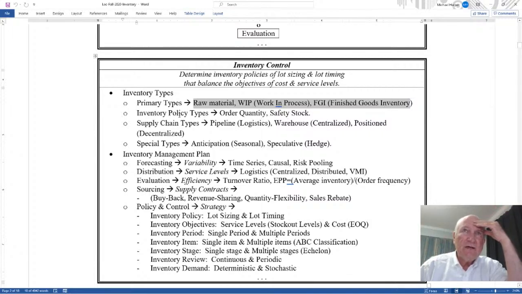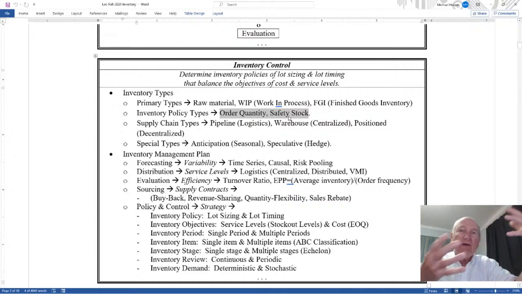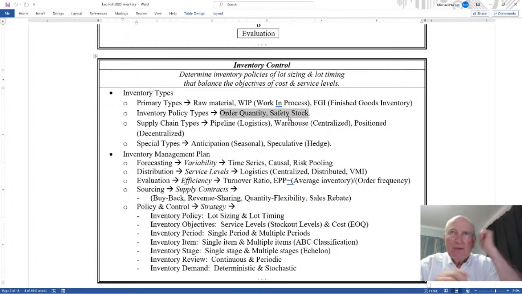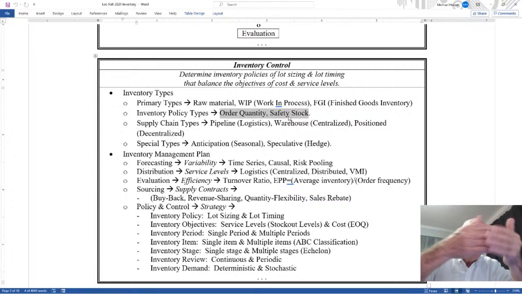Other types of policy types are order quantity and safety stock. In other words, the order quantity is how much you order from the supplier. Safety stock is carrying inventory to guard against stock out. Now, stock out is unmet demand. When you have demand and you can't meet that demand because you don't have the inventory, that's called stock out. Stock out doesn't mean zero inventory. It means you don't have inventory to meet demand.